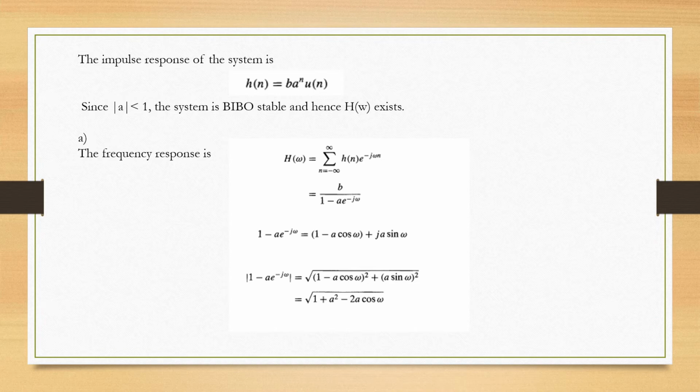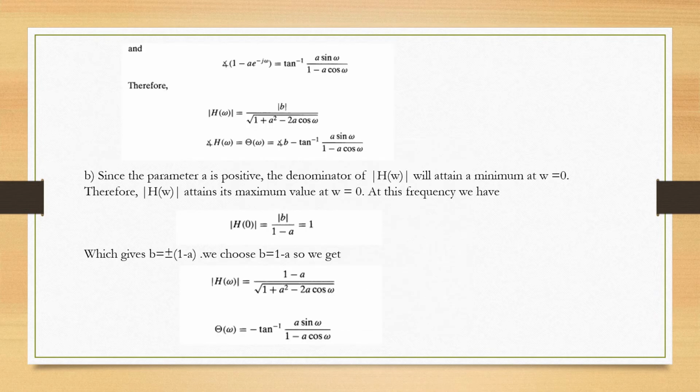Then |1 - a e^(-jω)| equals root over (1 - a cos ω)² + (a sin ω)², which equals root over 1 + a² - 2a cos ω. And the angle of 1 - a e^(-jω) equals tan inverse of a sin ω/(1 - a cos ω). Therefore, |H(ω)| equals |b|/root over (1 + a² - 2a cos ω). Then the angle of H(ω), θ(ω), equals the angle of b minus tan inverse of a sin ω/(1 - a cos ω).